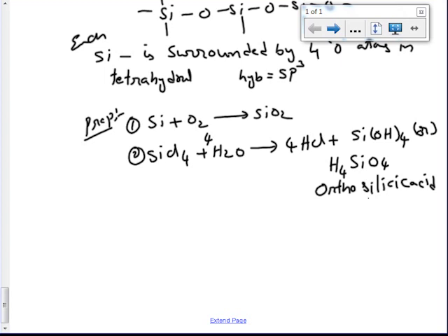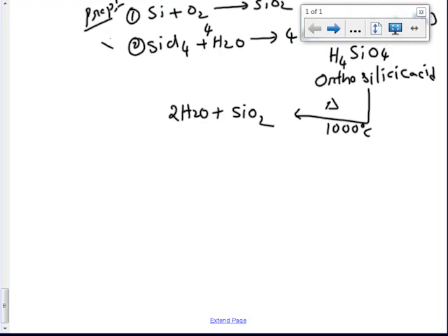Orthosilicic acid. Any chemical substance having more than one OH group on the same atom is highly unstable. So we heat it at around 1000 degrees Celsius, and we get silicon dioxide plus 2 moles of water. This is the most important and best method of preparation of SiO2. Silicon tetrachloride on hydrolysis followed by heating finally gives SiO2.